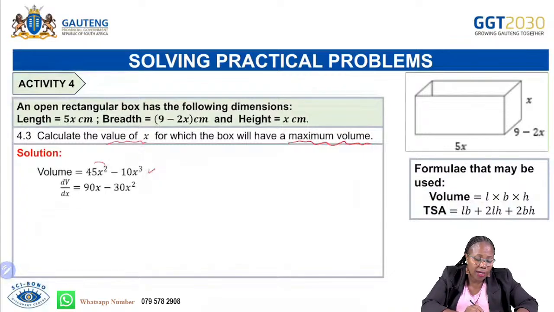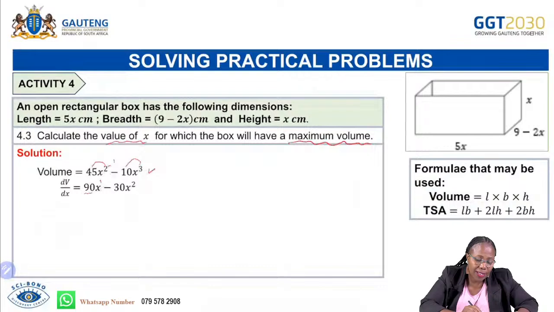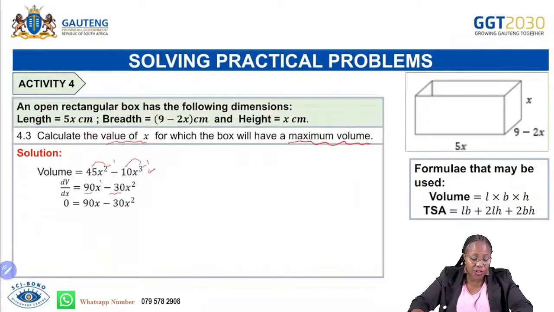It will be 2 times 45, which is 90. And then we subtract 1 from the exponent. You are left with x to the power 1. 3 times minus 10, sorry, that is minus 30. Subtract 1 from the exponent. It will be x to the power 2. So hence we have minus 30x squared as the derivative. Now we want to solve for x. Do you still remember the method? You let it equal to 0. Your derivative equals 0 after differentiating.